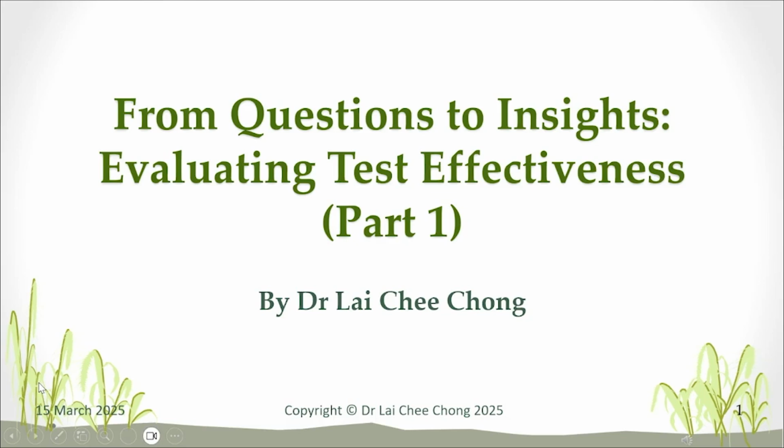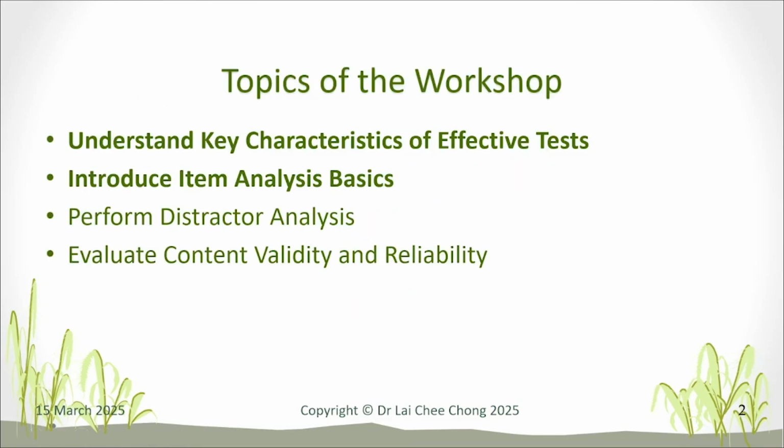All right, let me go on further. There are only 4 bullet points, as you can see. These are 4 main topics. Maybe before lunch, I should be able to finish the first 2. First is to understand key characteristics of effective tests. What makes a test effective? This is my question. Then I will go into item analysis, a very basic item analysis. What are they? How to use them? That's the question.